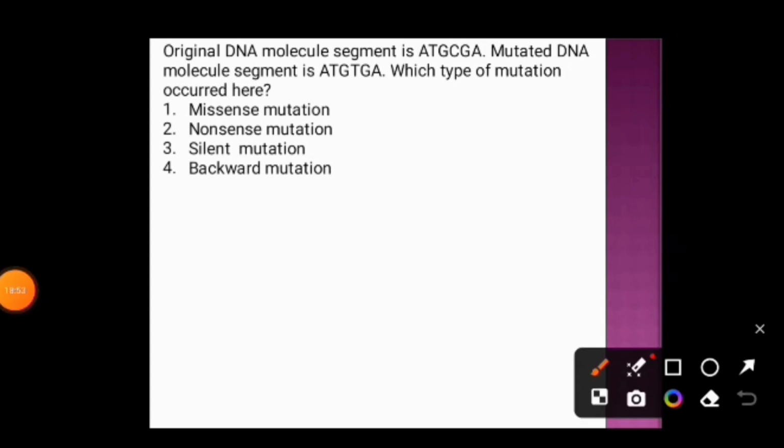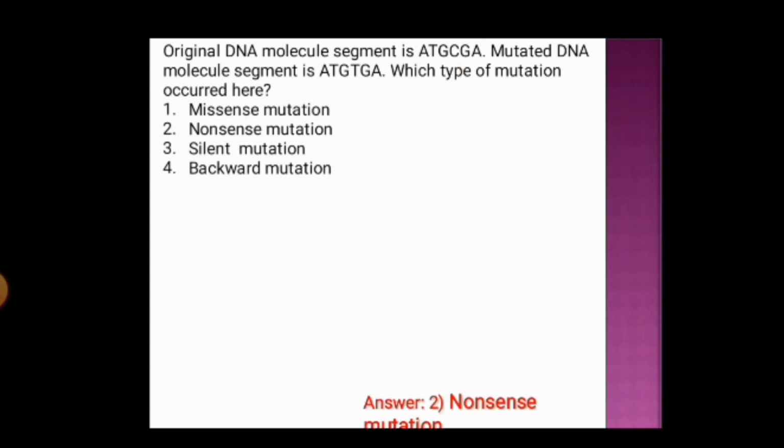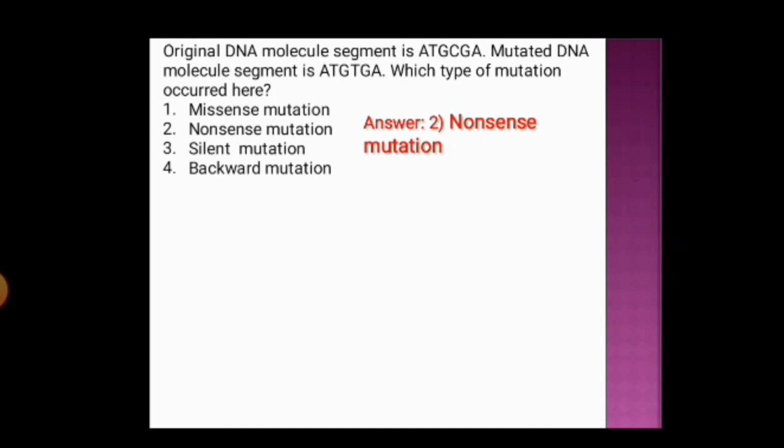Here in the original DNA segment, that is ATGCGA, and in the mutated sequence it is ATGTGA. So here, counting 1, 2, 3, 4, the fourth nucleotide base is changed, that is cytosine is replaced with thymine, so there is a single base change. So it may be either a missense mutation, a nonsense mutation, or a silent mutation, and the answer will be option 2, nonsense mutation. Why it is a nonsense mutation, we will discuss shortly.